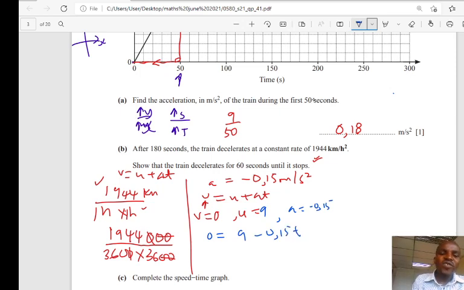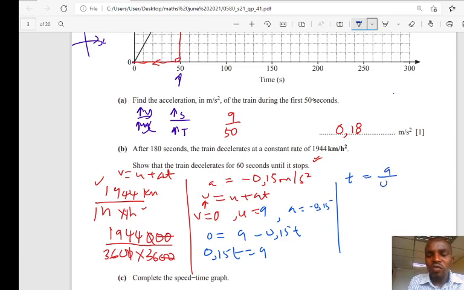Then t. Want to find the time. Then it will be 0.15 t is equal to 9. After that, divide by 0.15. You get your t is equal to 9 over 0.15. Then from this one, you can simplify. 9 divided by 0.15, what do you get? 60. So you get t is equal to 60 seconds. Then you can say you're done.